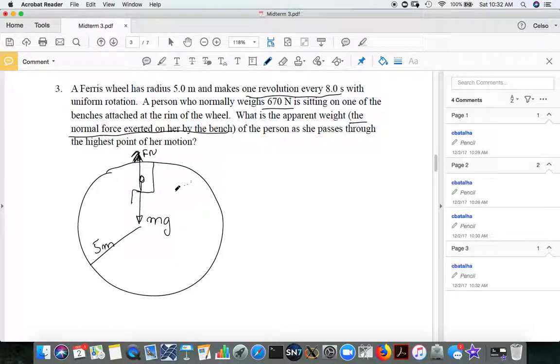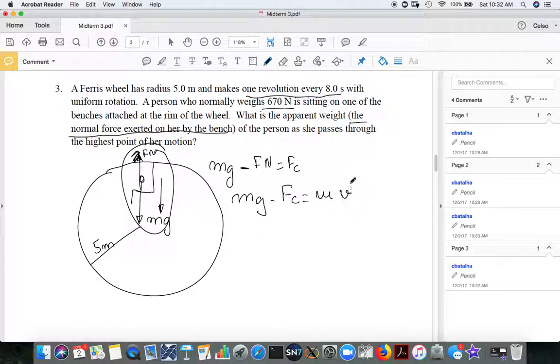So what is the definition of centripetal acceleration? Centripetal acceleration is the net of the available forces in the direction of motion, which is directly towards the center of rotation. So, writing the net force, mg minus the normal force is equal to mass times centripetal acceleration, which is v squared over r. Centripetal force is mv squared over r.